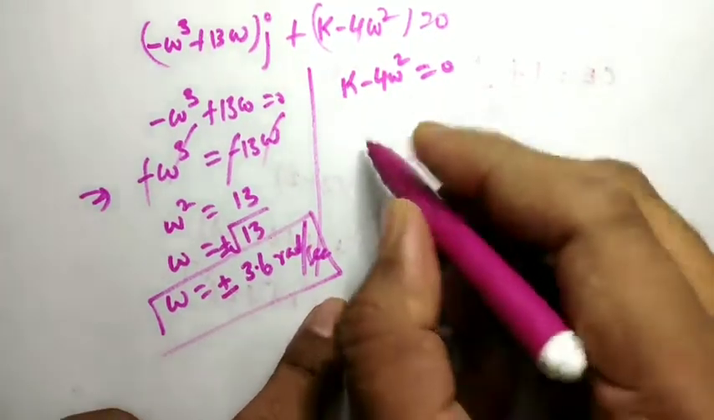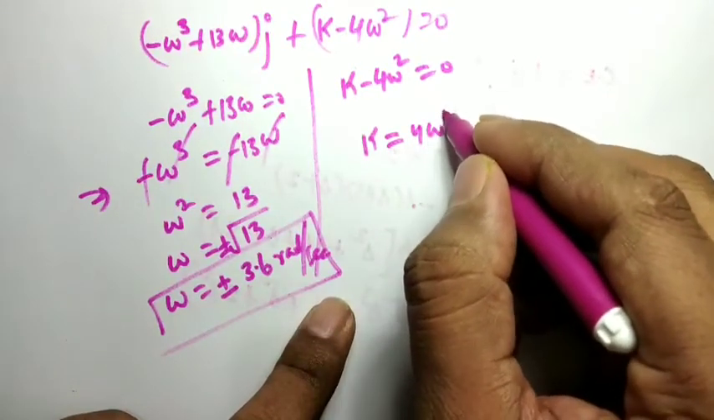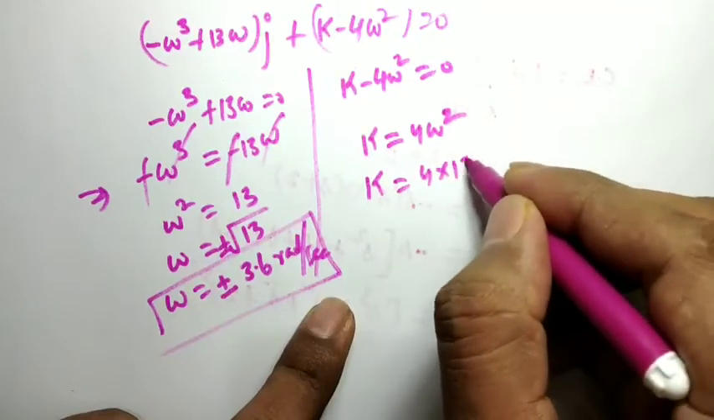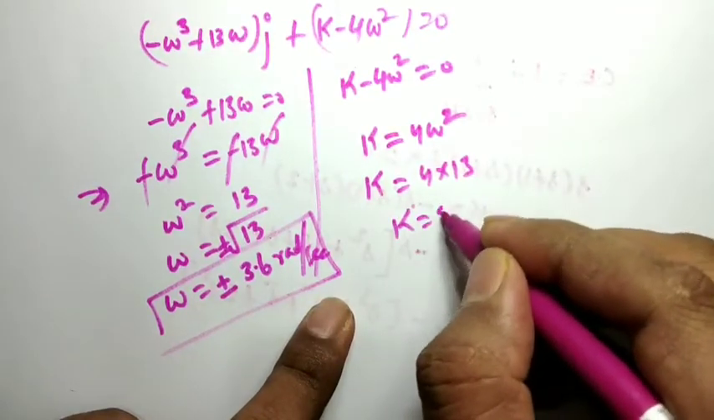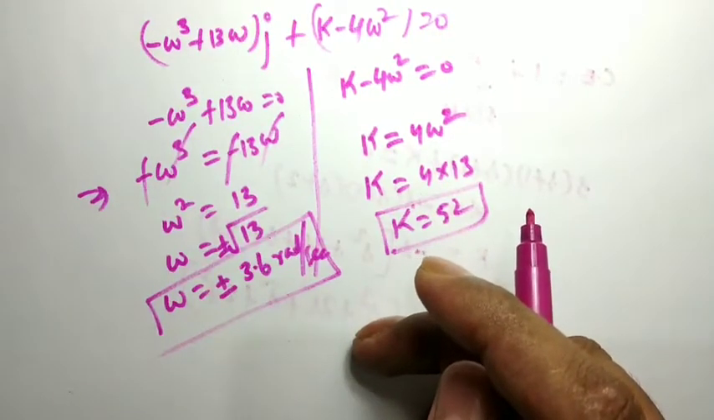So now here k is equal to 4 omega square. You know omega square is equal to 13. K is equal to 4 into 13. So k is equal to 52. So this is the crossover point.